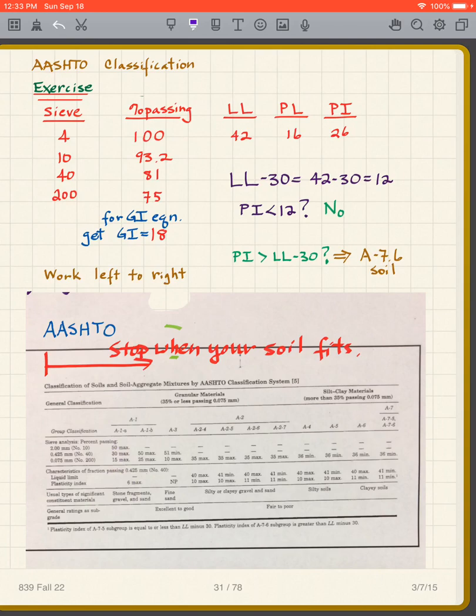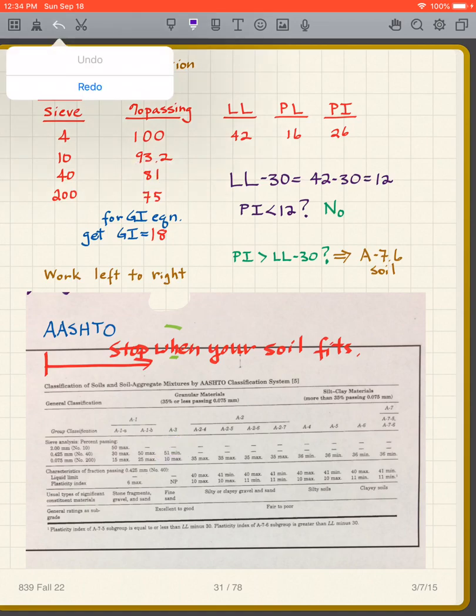So next, I'm going to this soil. It says 50 maximum passing the number 40. I've got 81 passing the number 40. Doesn't fit this one either, so I keep going. I go to this one. Passing the number 40, 51 minimum. That fits because I've got 81, so I have to have 51 or more. I've got 81, so that works.